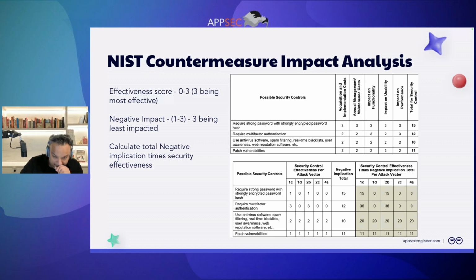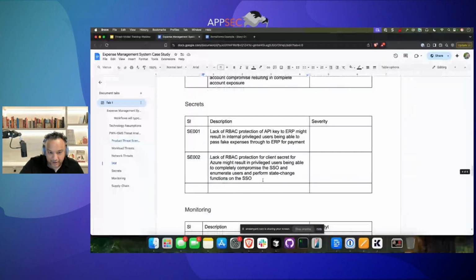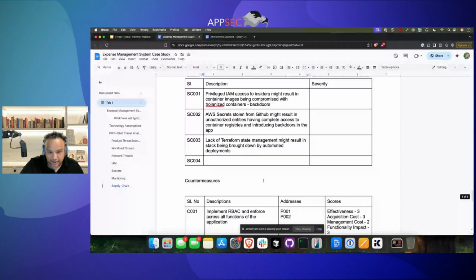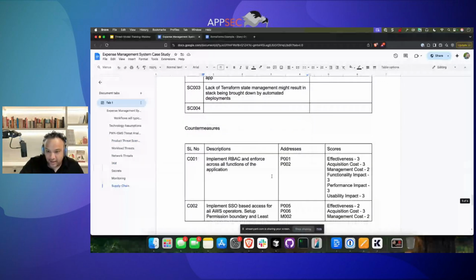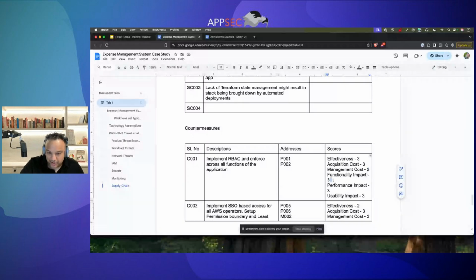So you can look at all of these different types of validations and mitigations. In fact, I've also captured it here. So what I have done here is, implement RBAC and enforce across all functions of the application. Effectiveness is 3. Acquisition cost is 3, which is low acquisition cost. Management cost I've mentioned as 2, which is, it's there. There's a little bit of management cost, but it's not huge. Functionality impact is very low. Performance impact is very low. Usability impact is very low. So which means that this is very effective and also pretty low cost.